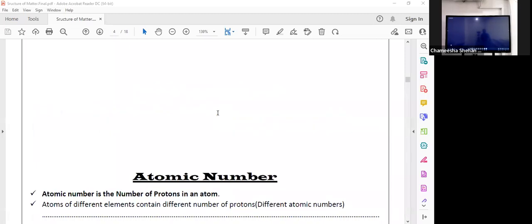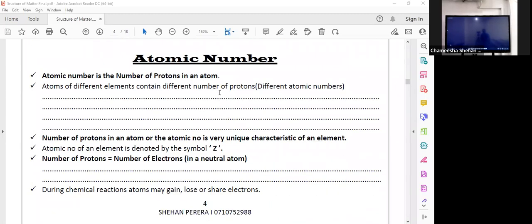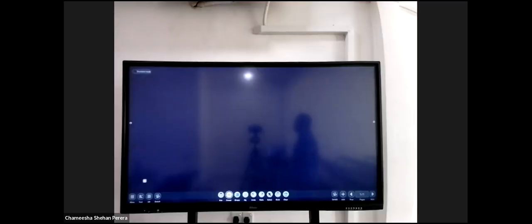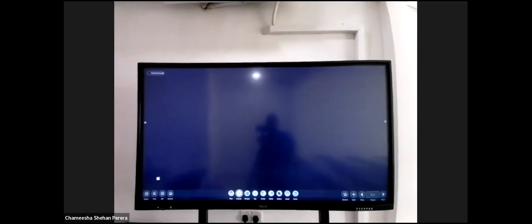So we have talked about atomic number, right? See what it says. Atomic number is the number of protons in an atom. Atoms of different elements contain different numbers of protons, so they have different atomic numbers. Chemically, the atomic number is a very unique feature of an element, right?